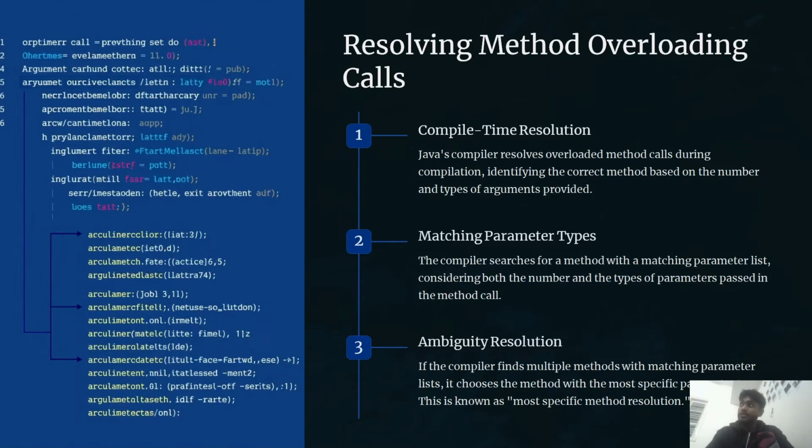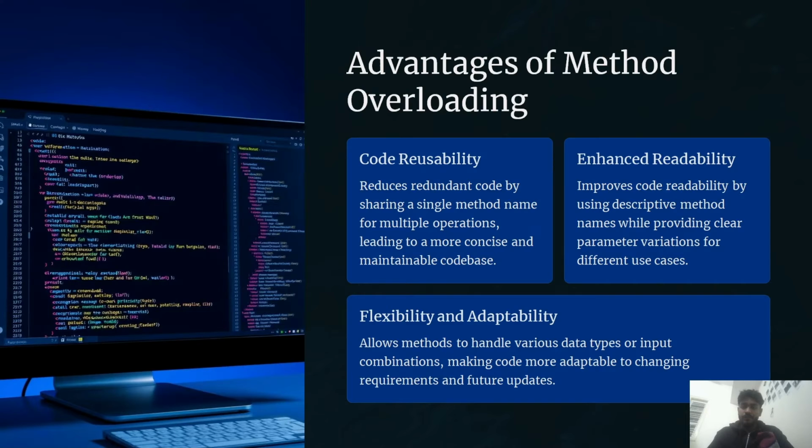Ambiguity resolution. If the compiler finds multiple methods with a matching parameter list, it chooses the method with the most specific parameter type. This is known as most specific method resolution.